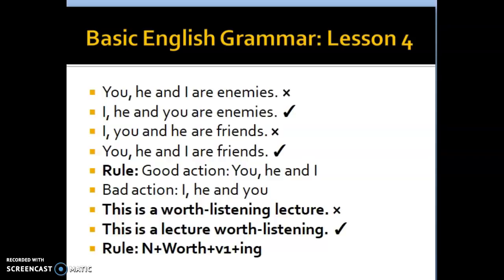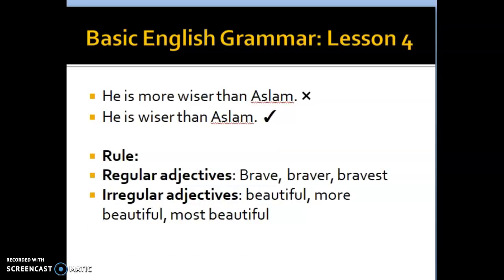Next example is: this is a worth listening lecture. Now lecture is a noun and worth plus first form and ing is used in the wrong example. Now the right example is: this is a lecture worth listening. The rule is lecture is a noun, so the noun should be used before worth and ing, right? So lecture is used before worth, which means that the noun is used before worth, verb first form and ing, which is given on the bottom of the page. Let's move to the next example.